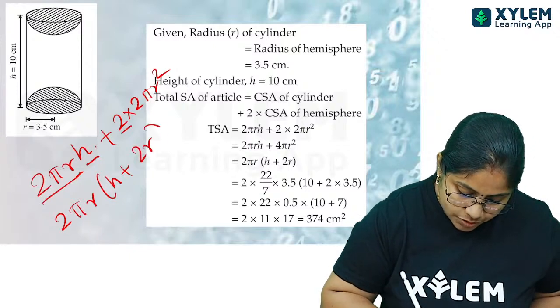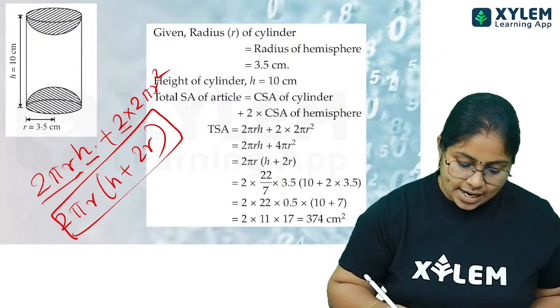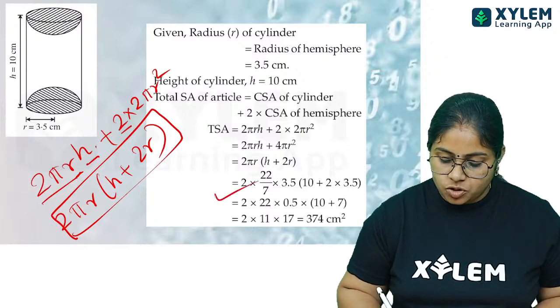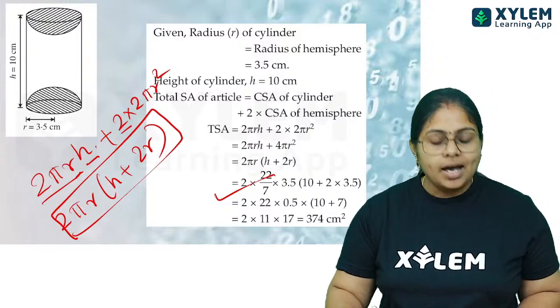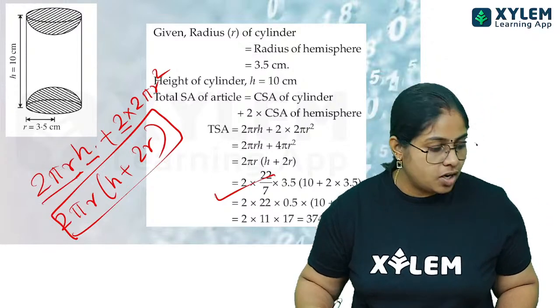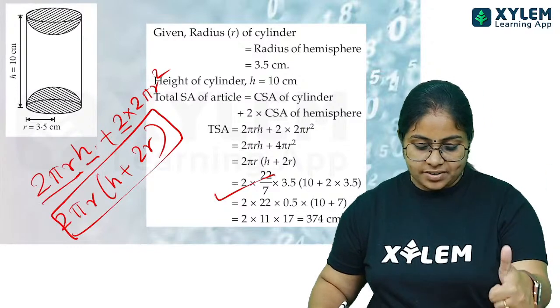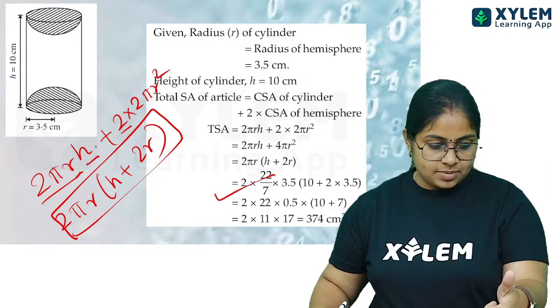So 2r. So this is the formula we have to use, and here you just substitute all the values directly and you will be getting the answer. Okay, I hope it is clear. Is it clear? Yes, if it is clear children, just show your thumbs up children.